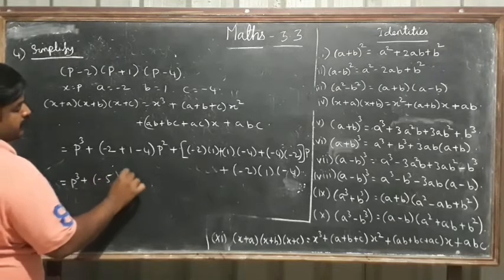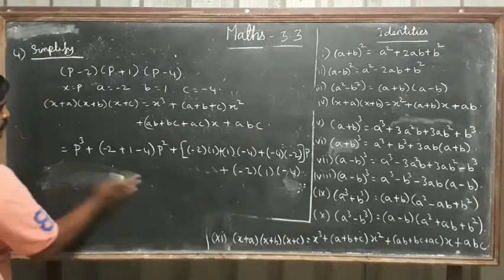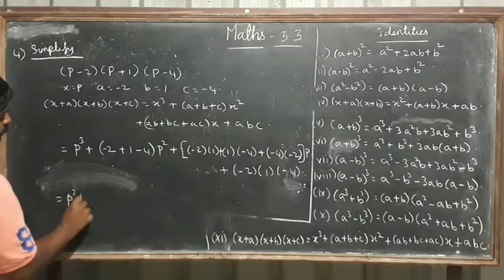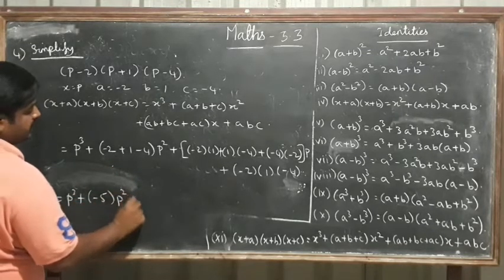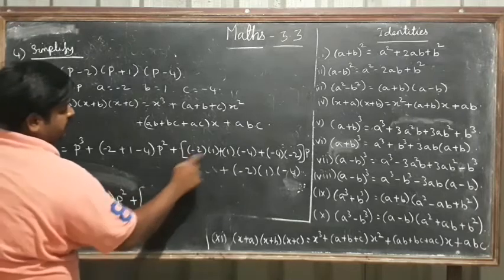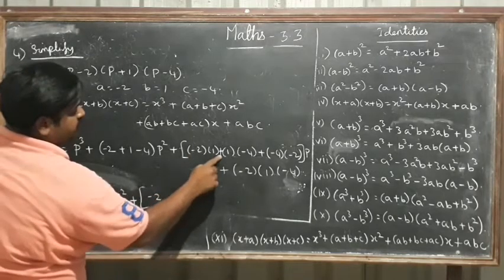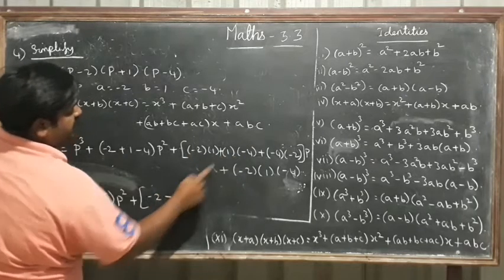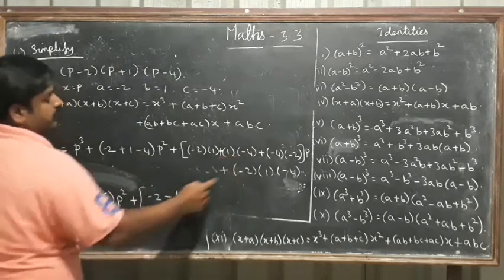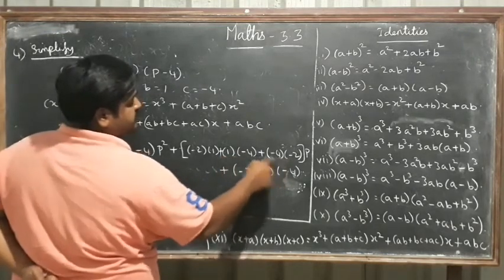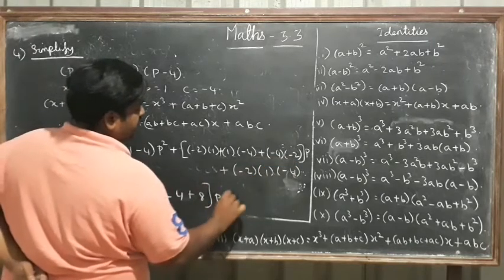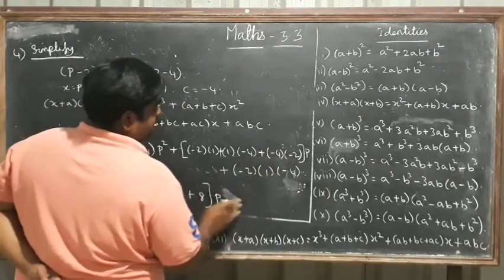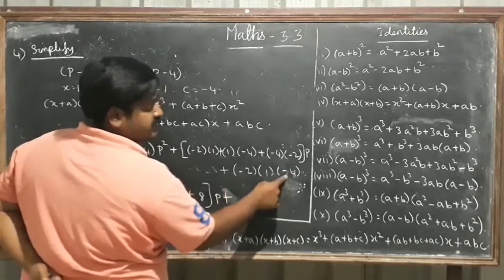Minus 5p square, p cube plus minus 5p square plus. Into minus is minus: 2 plus into minus will be what? Minus 1 4 is 4. Then minus into minus is plus, plus into plus is plus once again. 4 2 is 8 into p plus plus 7 plus 4, and minus into minus is going to be plus.